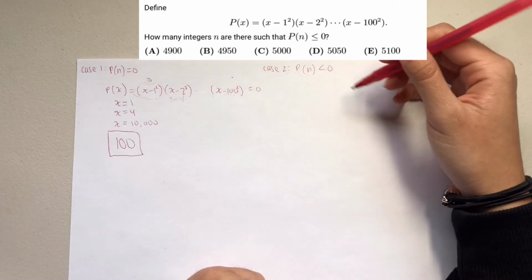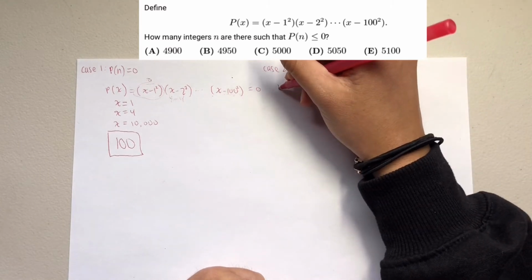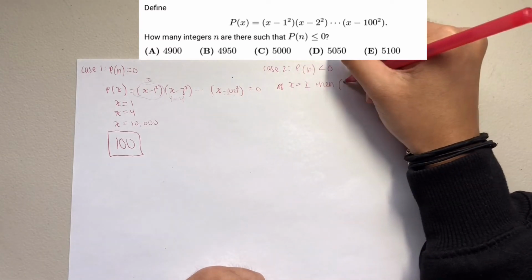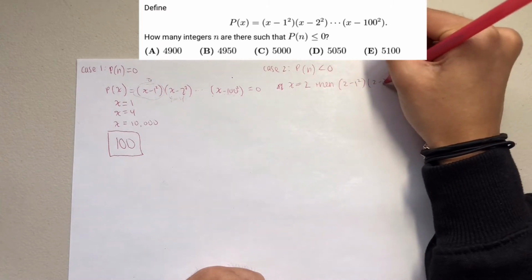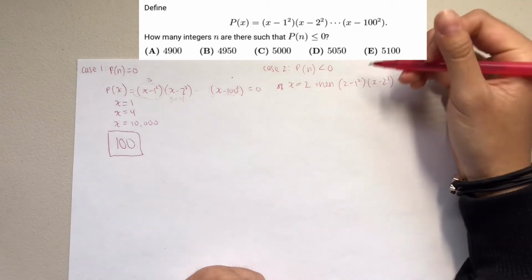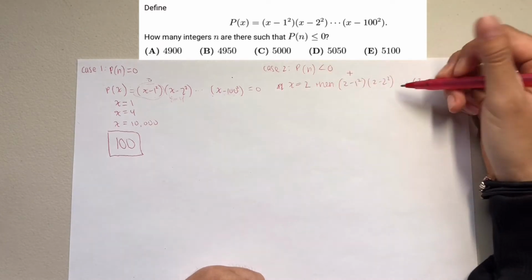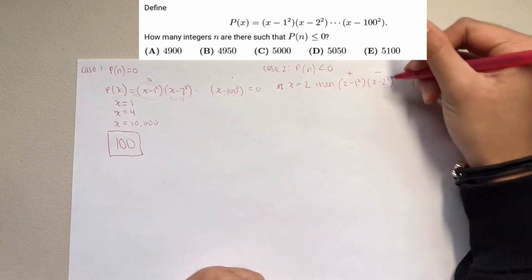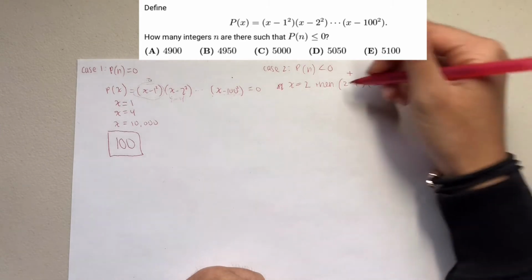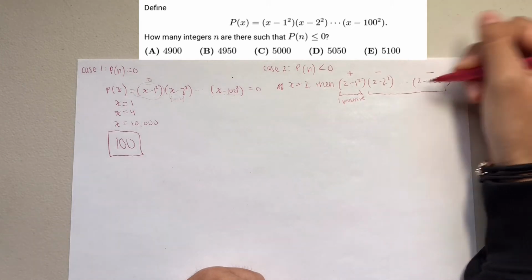I'm just going to experiment here and see what I can come up with. So I'm just going to get a random number. If x is equal to 2, then this would be (2 minus 1) squared, (2 minus 2) squared, all the way to (2 minus 100) squared. Now that would make this equal to 1, and that's positive. This would be negative, because 2 minus 4 is negative 2. All of these would be negative, and this would also be negative. So that means that there's 1 positive and 99 negative.